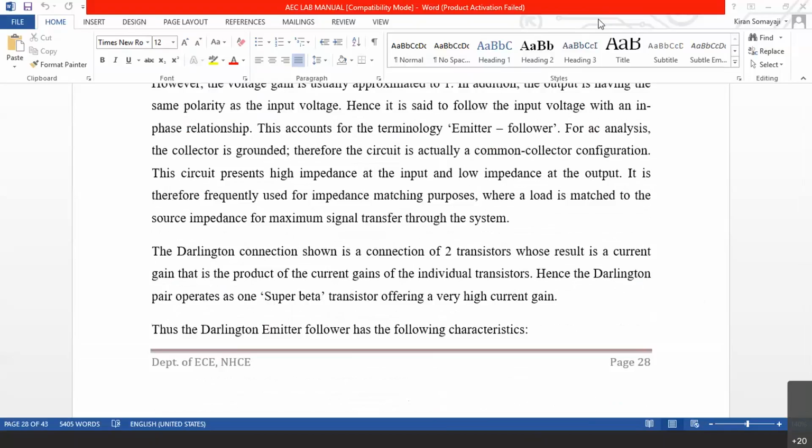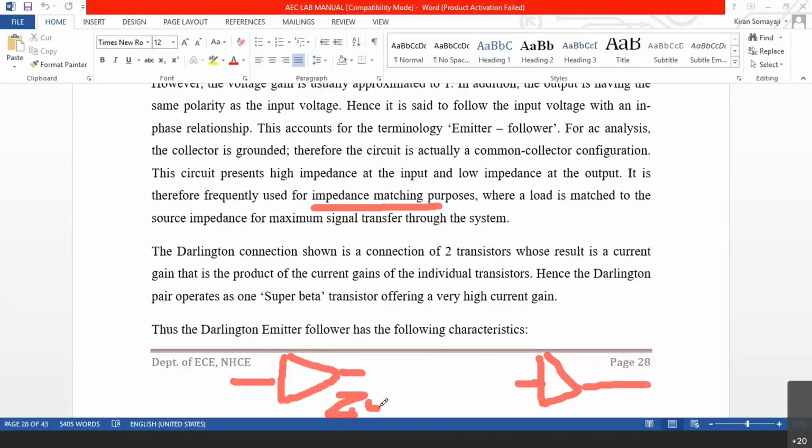Whenever we have to connect two circuits, let us say the first circuit has very high output impedance, and the second circuit has very low input impedance. Let us say we have two circuits like this. Let us say one amplifier we have, one more amplifier we have. And let us say here Z0 is high. And let us say here Zi is low.